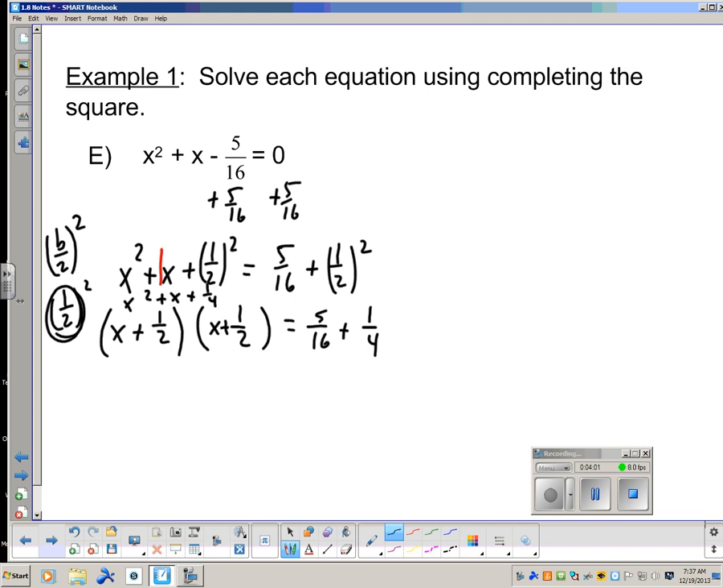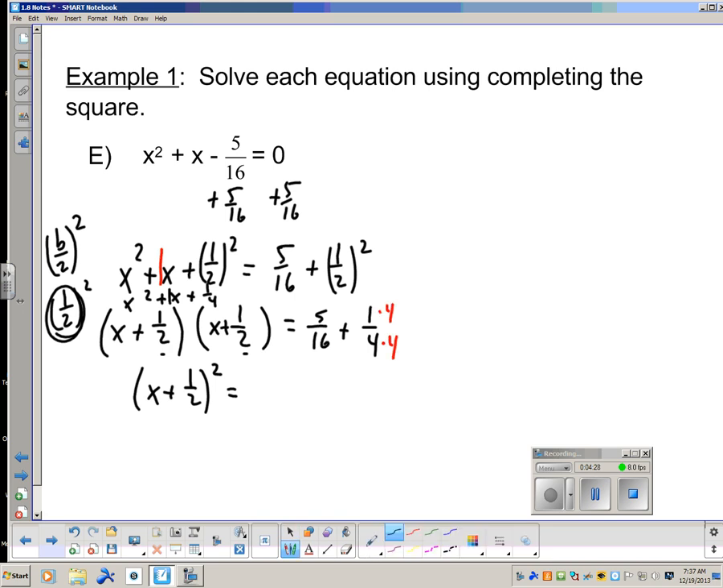And you can tell in here, 1/2 times 1/2 is 1/4, and then 1/2 plus 1/2 gives you a 1 in the center there. So your b value, 1/2 plus 1/2 there gives you 1. So that works. Put that together as 1. It'd be x plus 1/2 squared equals, over here you need a common denominator. I'm going to get 16.